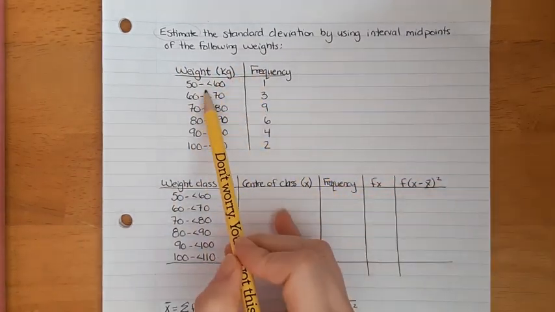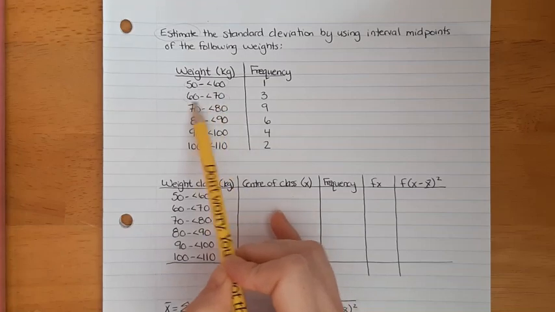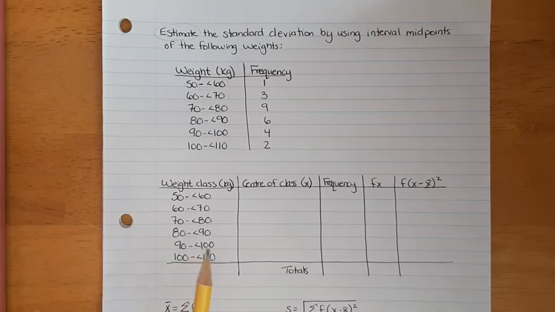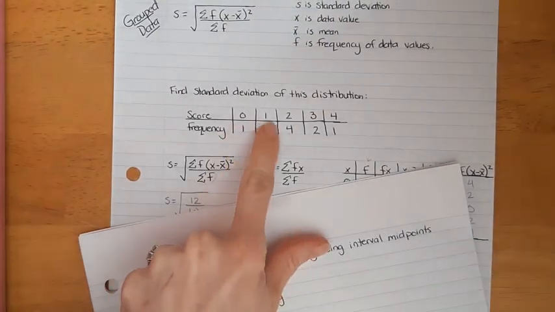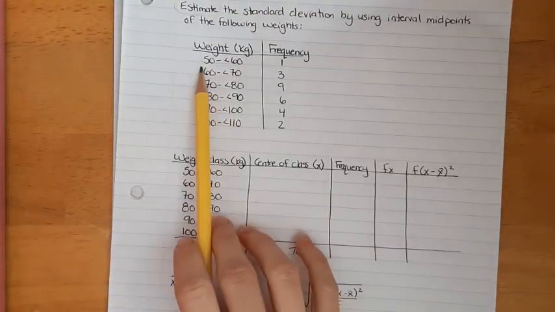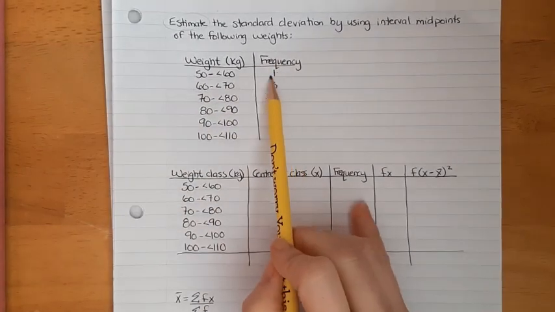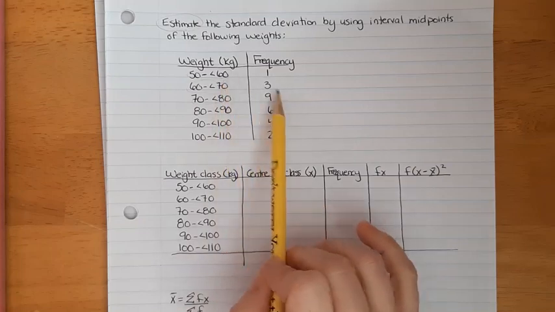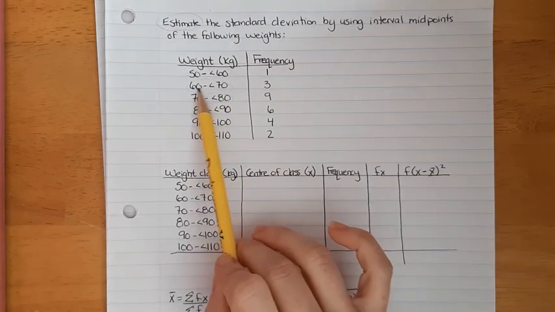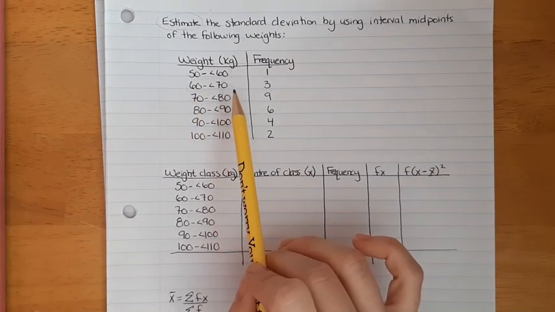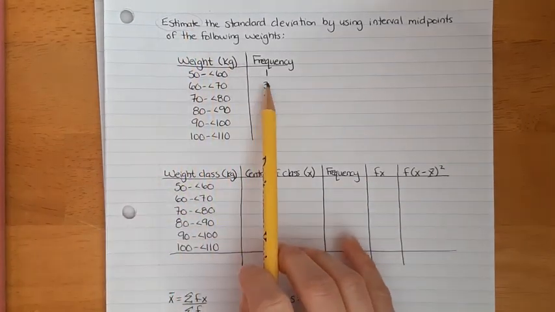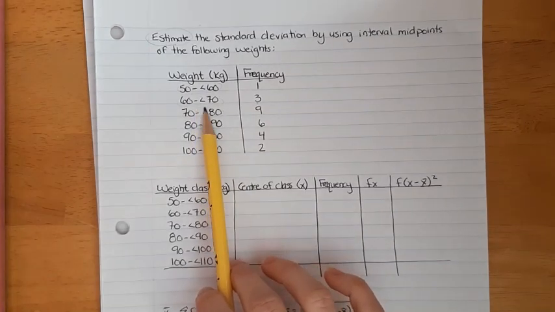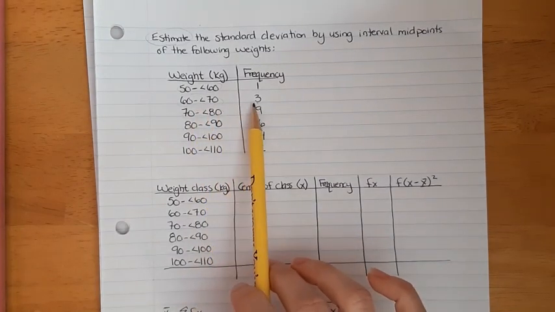So now we have classes. We have interval classes of data. We don't have, as we did in the previous example, exact values. We have intervals. So we have one weight that falls in between 50 and less than 60. We have 3 weights that fall in between 60 and less than 70. So the reason why we're estimating is because we don't know exactly what those 3 weights are. We just know that they fall in this range. So that's why we end up estimating.